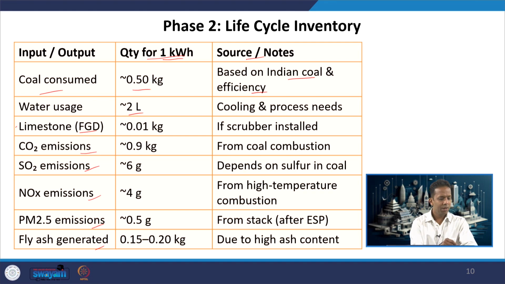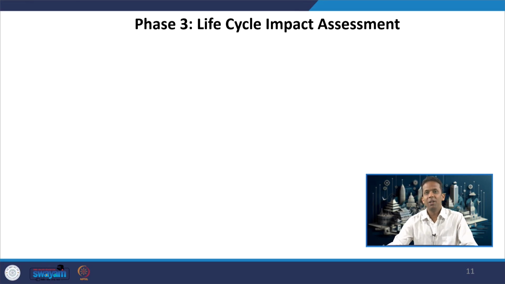Some of the things go as input to the plant, and a lot of things come as output from the plant. But both this input and output would form the list of the inventory. Now, the third step is life cycle impact assessment.